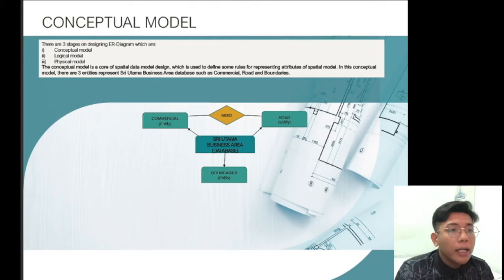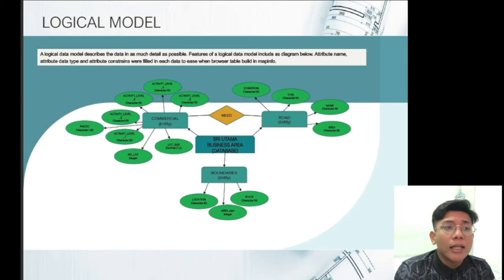The conceptual model is the core of spatial data model design, which is used to define some rules for representing attributes of the spatial model. In this conceptual model, there are three entities representing the Sri Utama Business Area database, such as commercial, route, and boundaries.